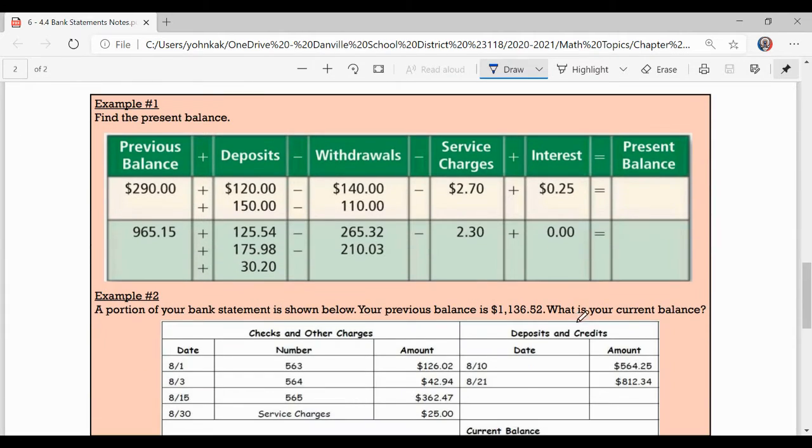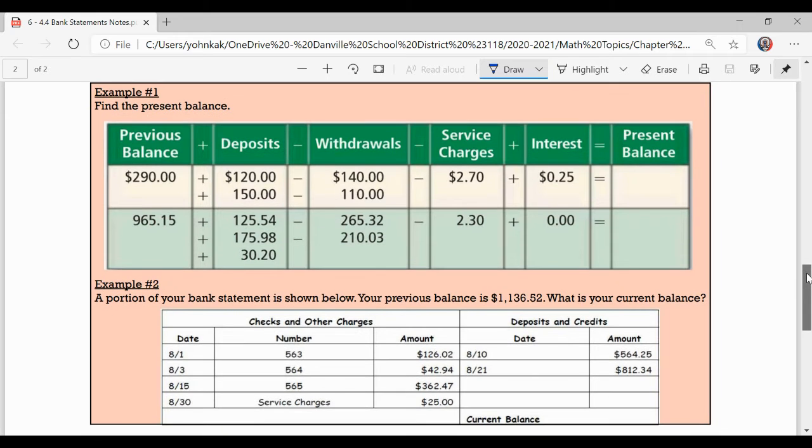Okay, so here are two examples of maybe what your bank statements might look like. This first one is just straight practicing of what do you add and what do you subtract. So number one, the directions say find the present balance. So we're looking for what goes in this column over here. So we're taking our previous balance, we're adding any deposits, we're subtracting any withdrawals, we're subtracting service charges, and we're adding interest, and we find the present balance.